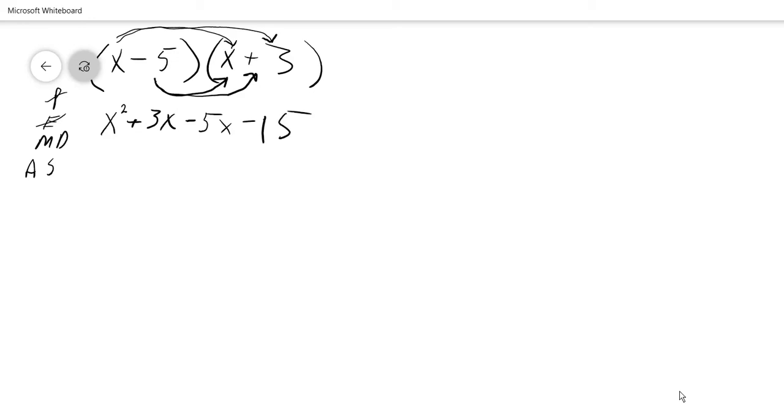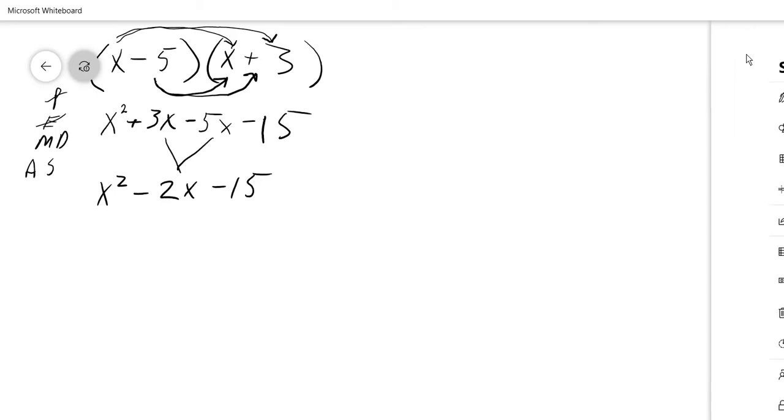Now we put together like terms. These two have the same letter to the same power. Bring the x squared down. 3 minus 5 is negative 2. Bring the x. Bring down minus 15. And there we go. Now, like I said, this is an expression, not an equation.